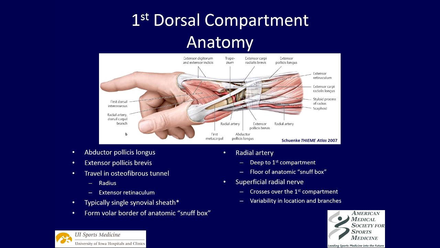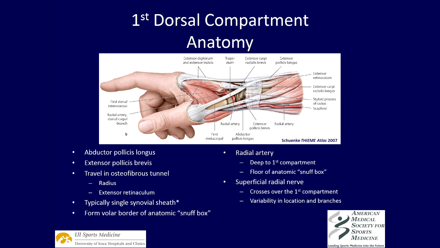The first dorsal compartment is comprised of the abductor pollicis longus and extensor pollicis brevis tendons. They travel in an osteofibrous tunnel bordered by the radius and covered by the extensor retinaculum. Typically, they share a single synovial sheath, but at times there may be two separate sheaths, which becomes important and will warrant further discussion later in our talk.